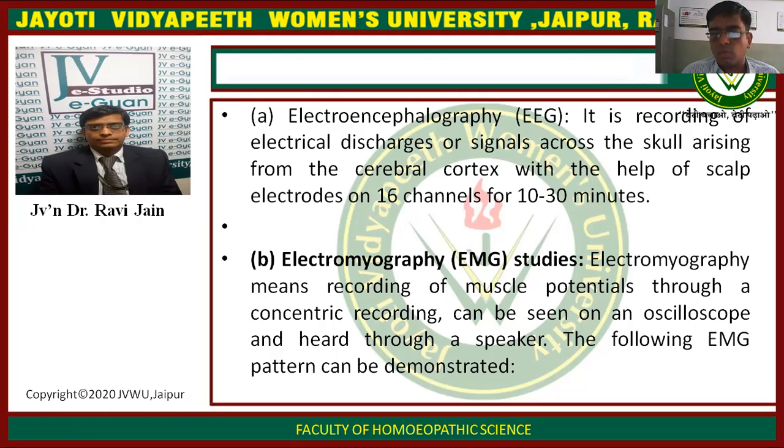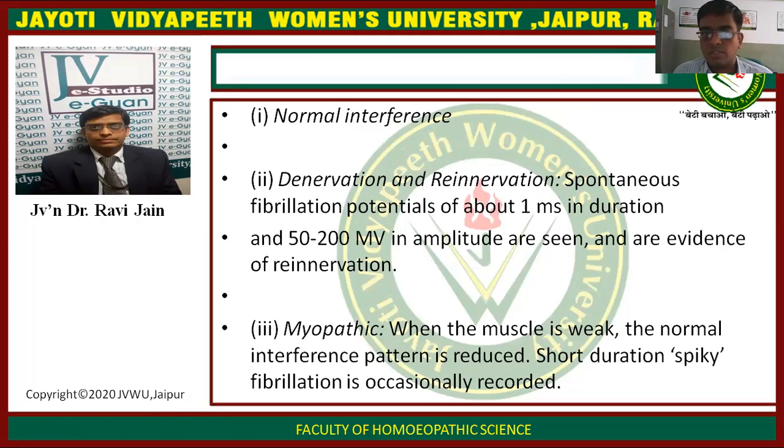So what is EMG, electromyography? It means the recording of the muscle potentials through a concentric recording that can be seen on an oscilloscope and heard through the speaker. The following EMG patterns have been demonstrated. Number one is the normal interference. The second one is denervation and re-innervation. That is, spontaneous fibrillation potentials of about 1 millisecond in duration and 50 to 200 millivolt in amplitude are seen and are evidence of re-innervation.